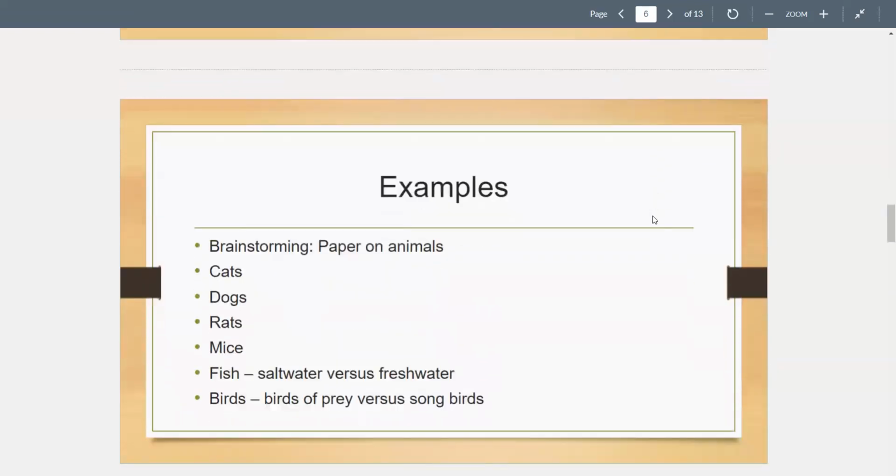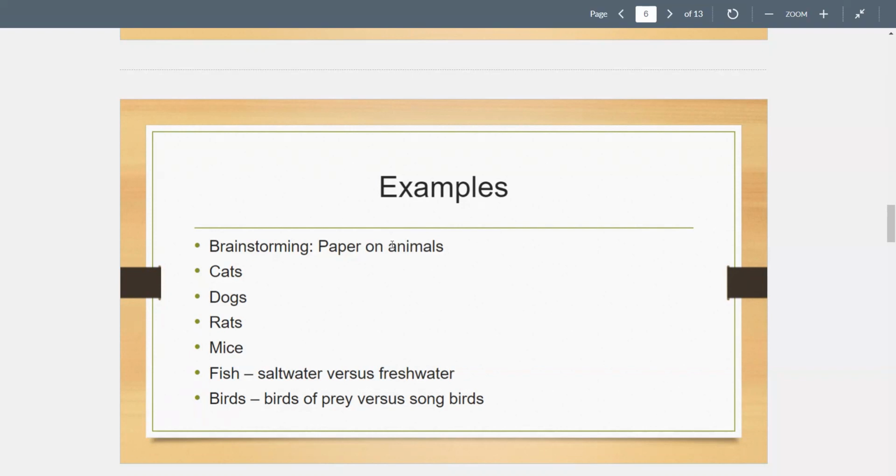If we were writing a paper on animals, that's our topic. So brainstorming, there are cats, dogs, rats, mice, fish. I have the note that you could talk about saltwater versus freshwater fish, birds of prey versus songbirds. But you can see it's just a very basic list of different things.